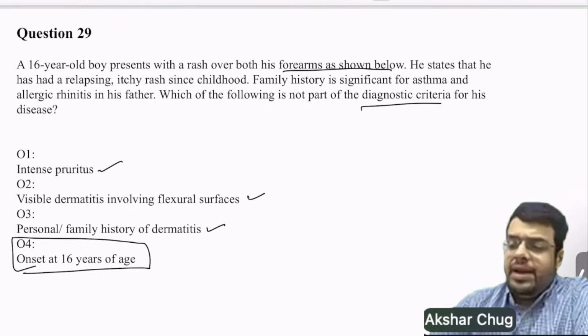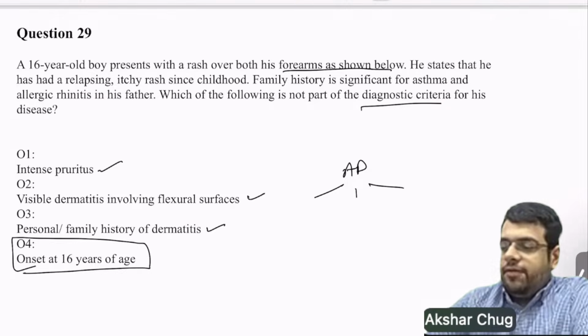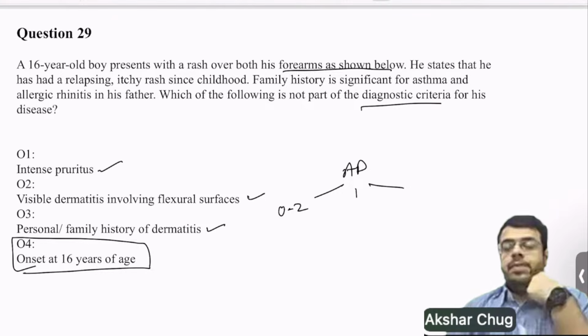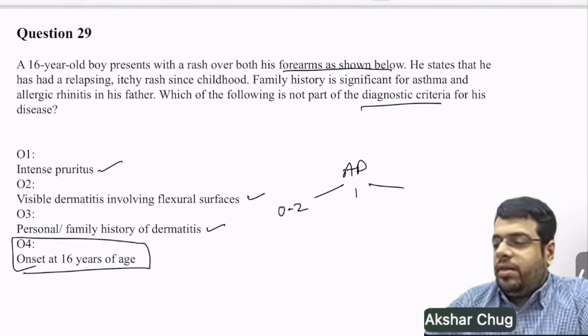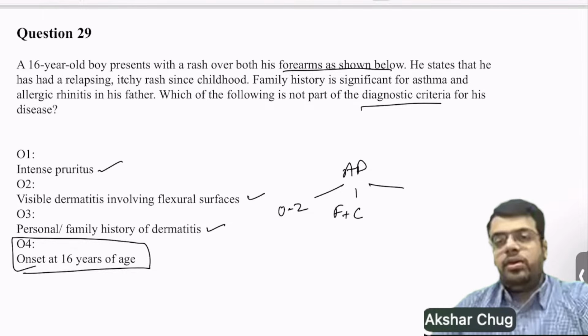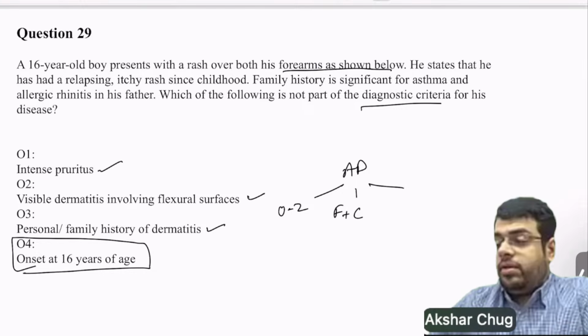Basically, atopic dermatitis can happen in 3 age groups. In the first age group, where the children are infants, it is usually seen on the extensor aspects. Then in slightly older children, like toddlers and teenagers, it is seen in the flexor aspects plus the cubital fossa, whereas in adult presentation, it is just seen in the flexor aspect.